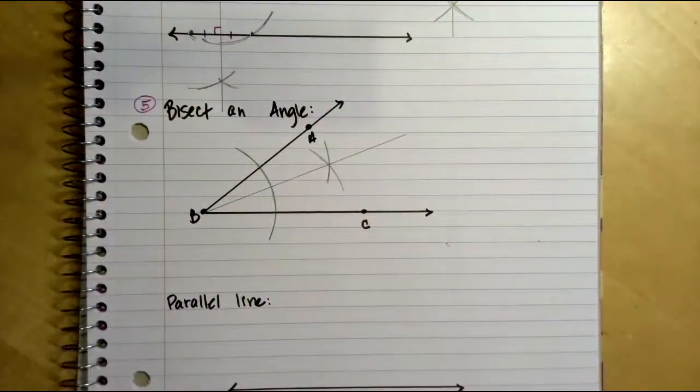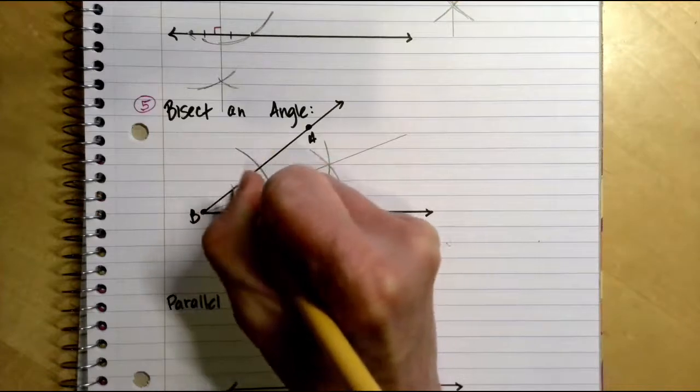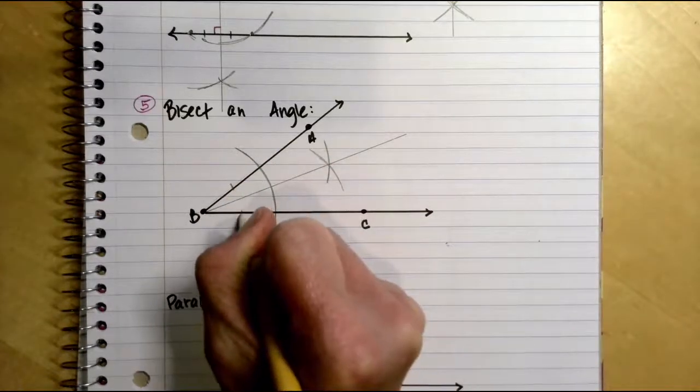So let's talk about what we know is true for what we did. I know that this segment here is congruent to this segment there.